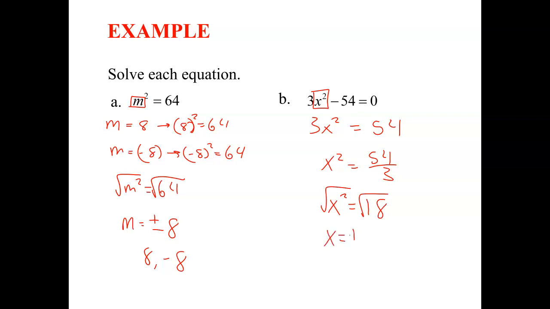x is going to be positive and negative square root of 18. 18 is not a perfect square, but does it have a factor that is? So I can simplify this. 9 and 2. What's the square root of 9? 3. So I have positive and negative 3 square root of 2. Again, that's two answers. I have 3 square root of 2, and I have negative 3 square root of 2.